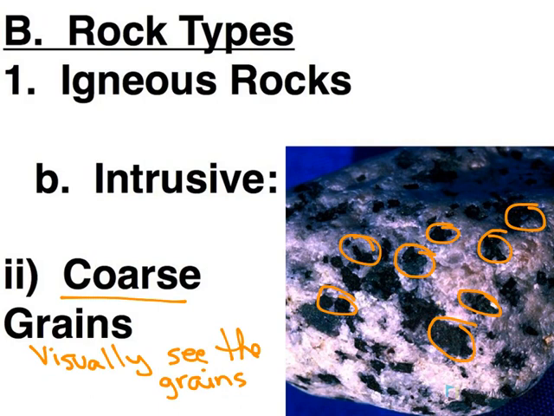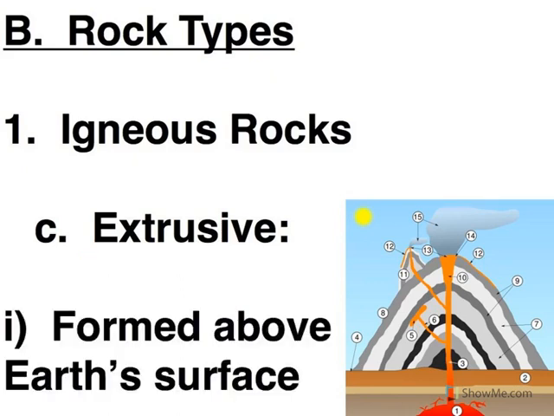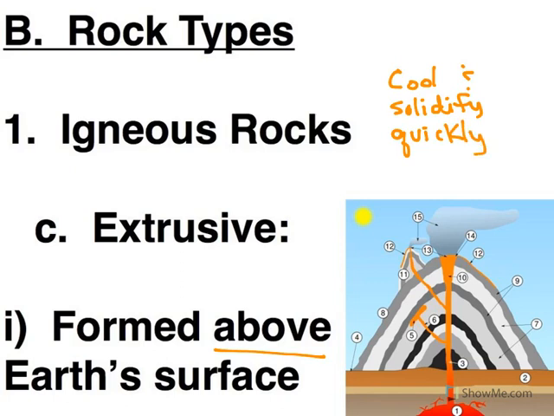The other kind, as you might guess, is an extrusive igneous rock. And as the name implies, this formed above Earth's surface. So here you can think of extruding or extrusion. So that's pushing something out. Because it is forming above Earth's surface, this is going to cool and solidify quickly. Since now it's exposed to the air, and it can cool off much faster that way.